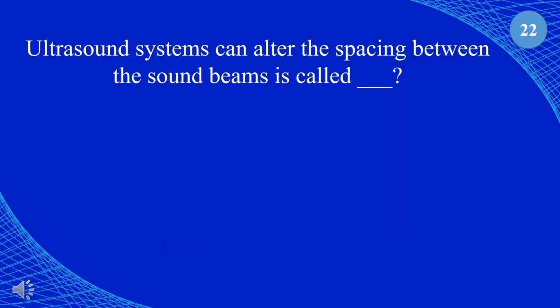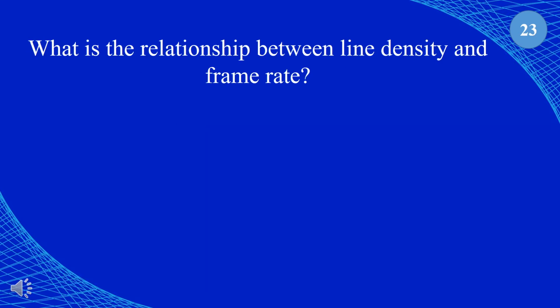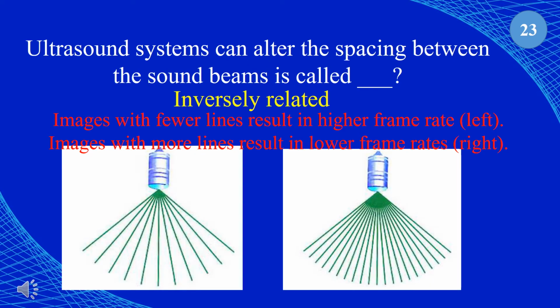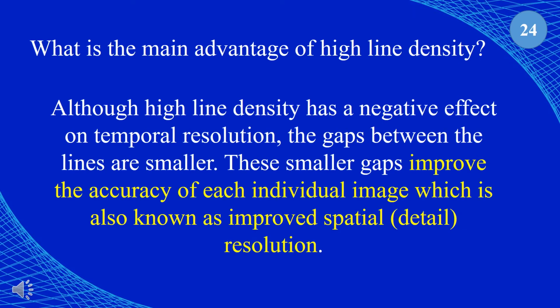Ultrasound systems can alter the spacing between the sound beams is called what? Line density. What is the relationship between line density and frame rate? Inversely related. Images with fewer lines result in a higher frame rate, left. Images with more lines result in lower frame rates, right. What is the main advantage of high line density? Although high line density has a negative effect on temporal resolution, the gaps between the lines are smaller. These smaller gaps improve the accuracy of each individual image, which is also known as improved spatial detail resolution.